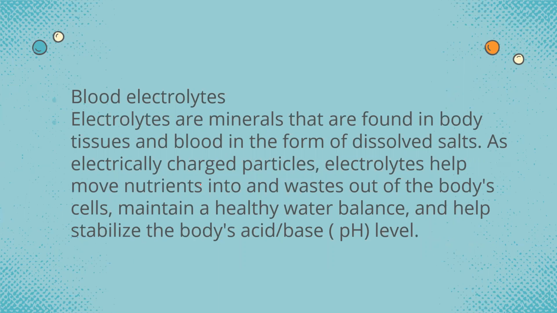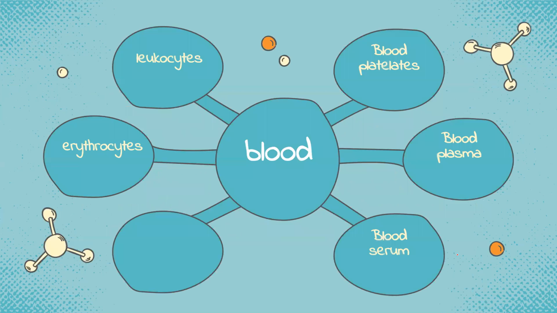So, blood electrolytes. Now I told you that I will tell about blood electrolytes. Electrolytes are the minerals that are found in body tissues and blood in the form of dissolved salts. As electrically charged particles, electrolytes help to move nutrients into and waste out of the body cells, maintain a healthy water balance, and help stabilize the body's acid base or pH level.